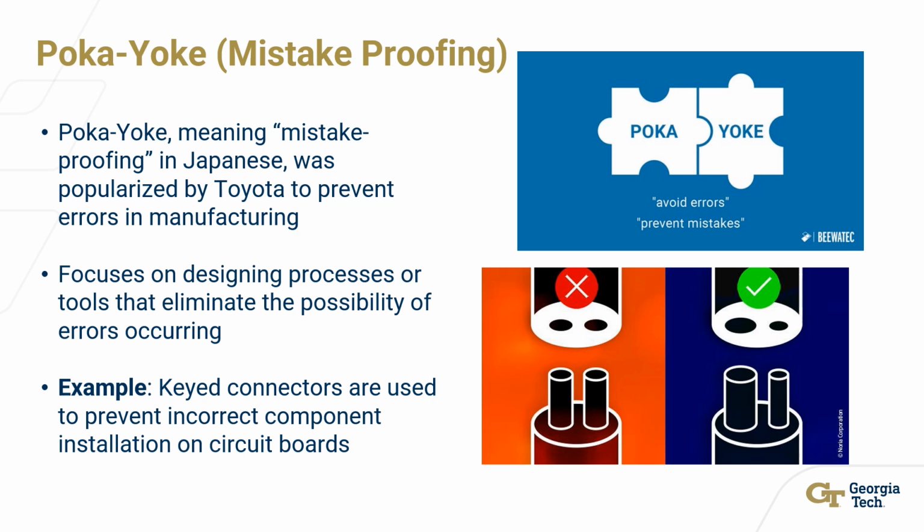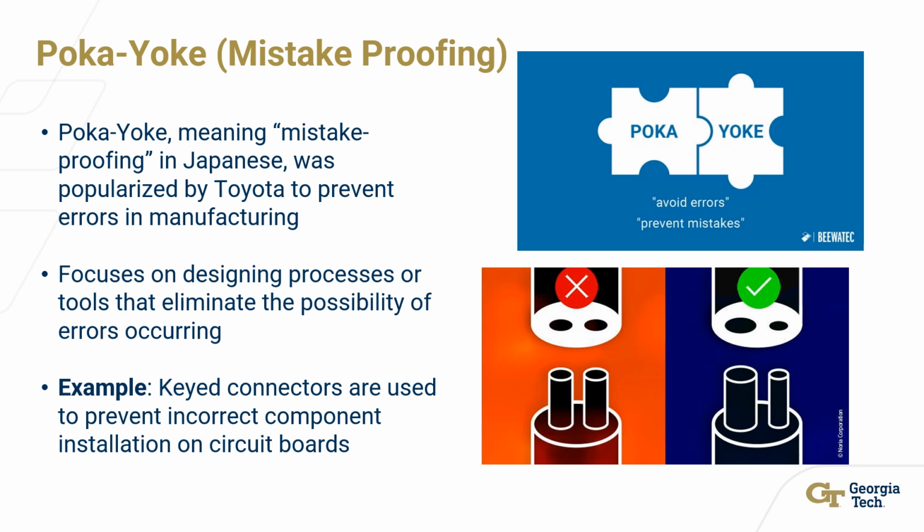Poka-yoke is a Japanese word which means mistake proofing. It was popularized by Toyota to prevent errors in manufacturing. It focuses on designing processes or tools that eliminate the possibility of errors occurring.